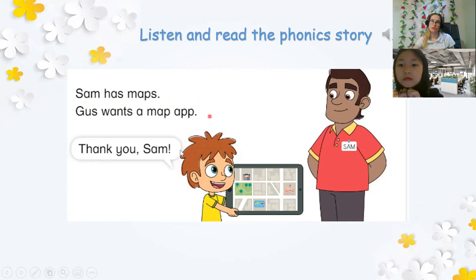This is a map shop. Sam is a map man. Hello, Sam. Hello, Gus. Sam has maps. Gus wants a map app. A map app, please. Here you are, Gus. Here is your school. Here is the bike shop. Here is the pool. Thank you, Sam. Goodbye.